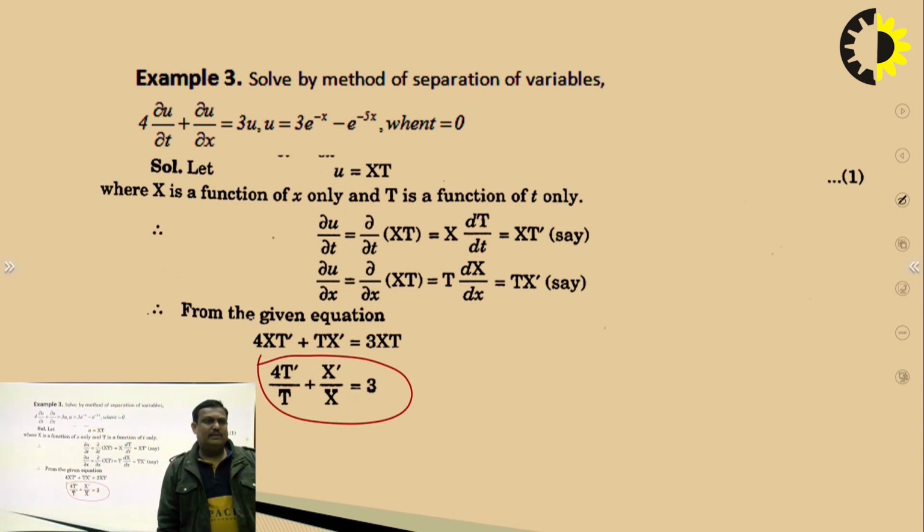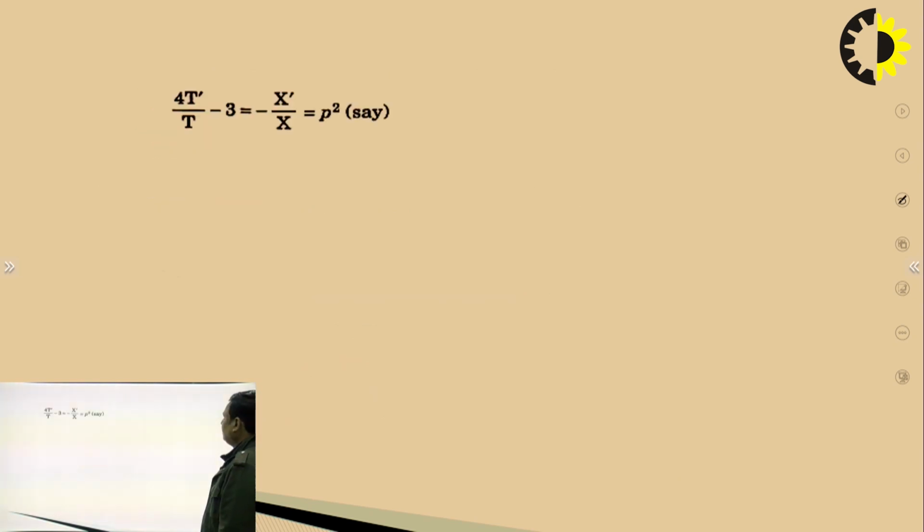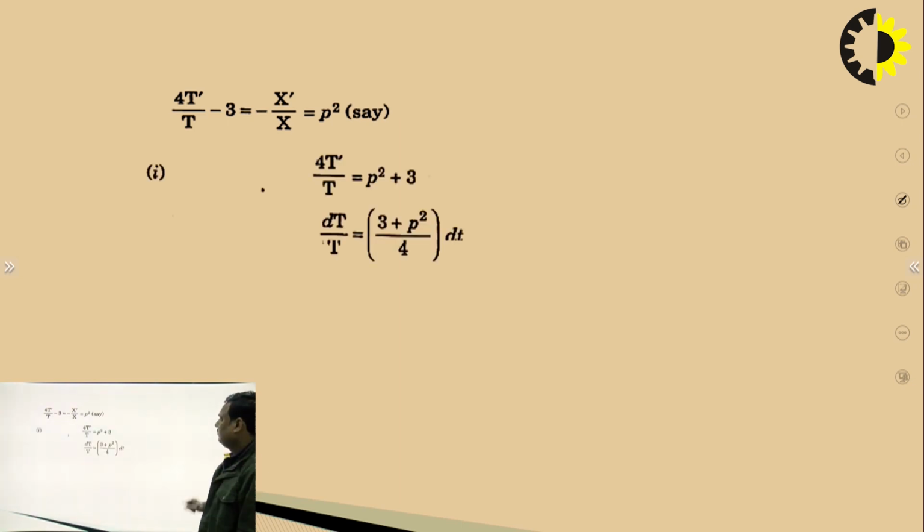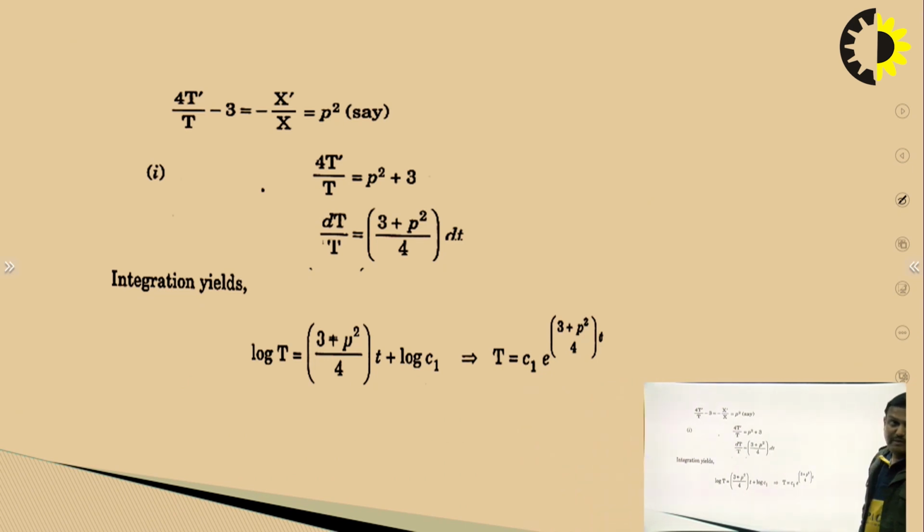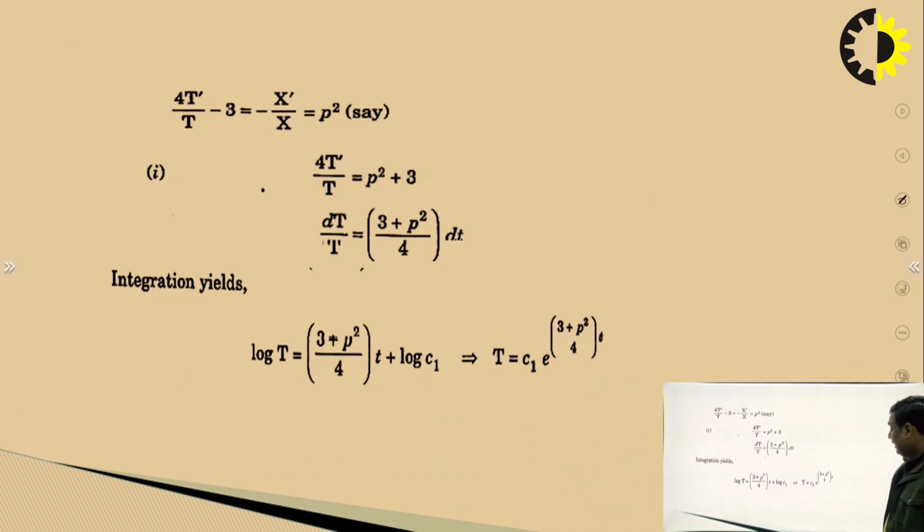4T′/T + X′/X = 3. Separating these equations in terms of the constant −p², we get 4T′/T − 3 = −X′/X = −p². Now taking one by one. Firstly, 4T′/T equals −p² plus 3, from the ordinary differential equation dT/dt equals (3 plus p²)/4 dt. Now, by the method of separation of variables, integrating both sides, the solution has arrived: T equals C1 e to the power (3 plus p²)t/4.